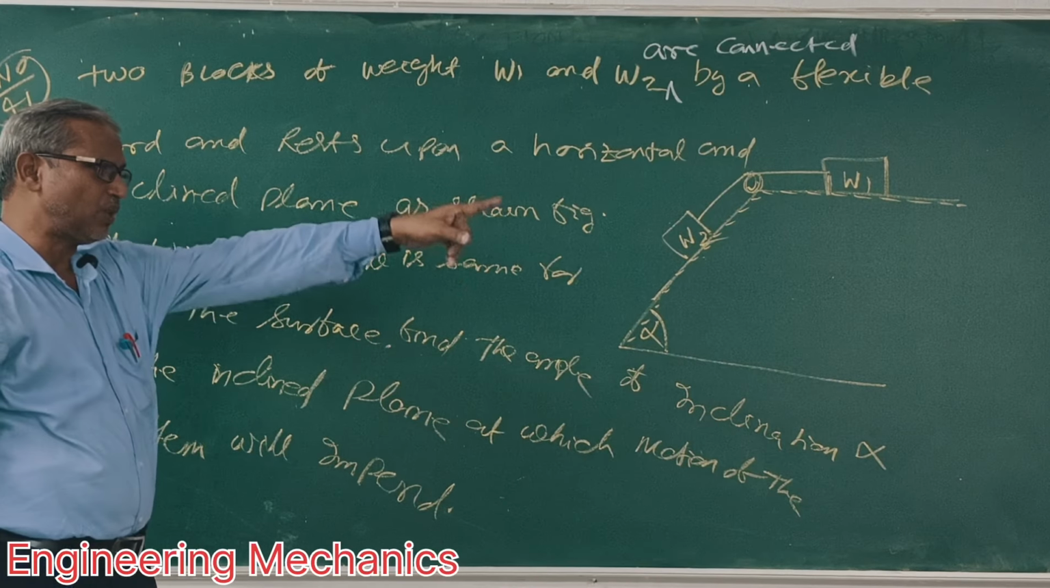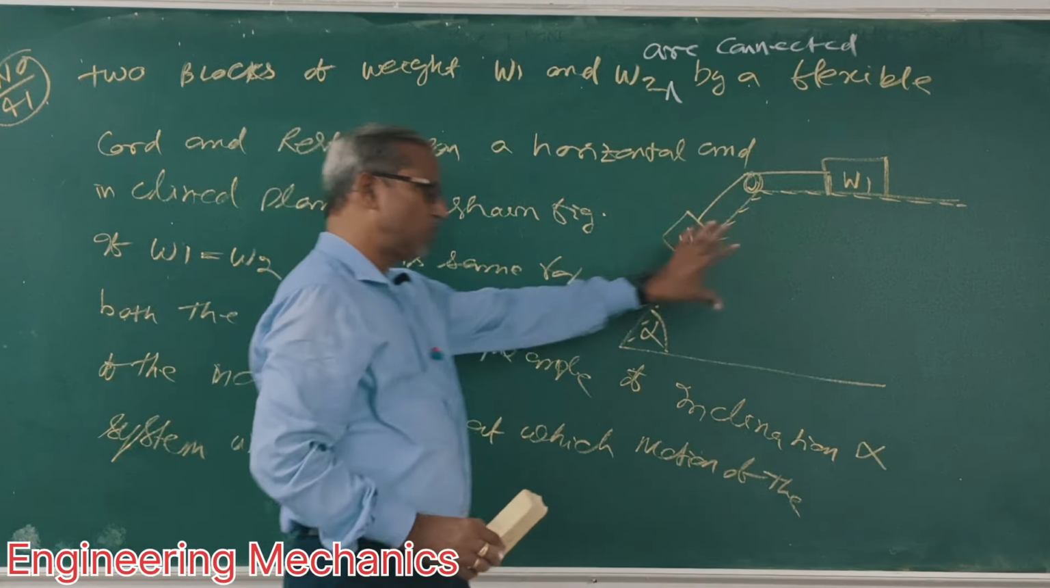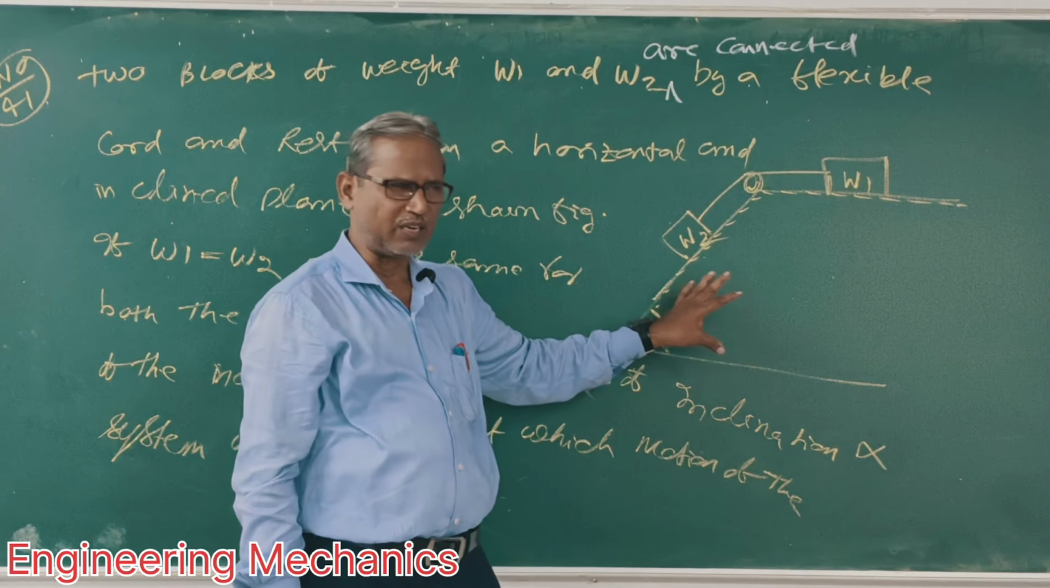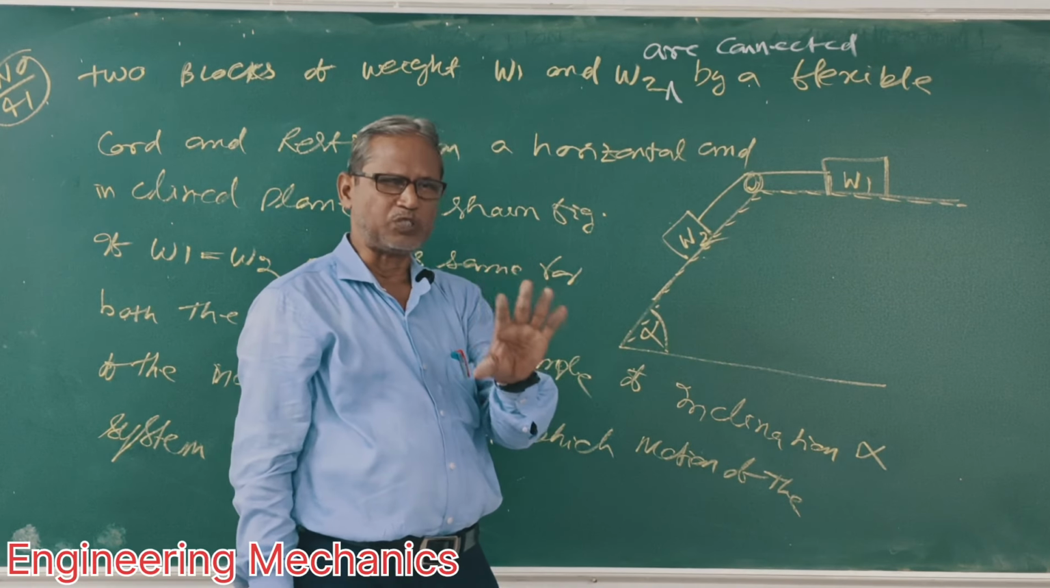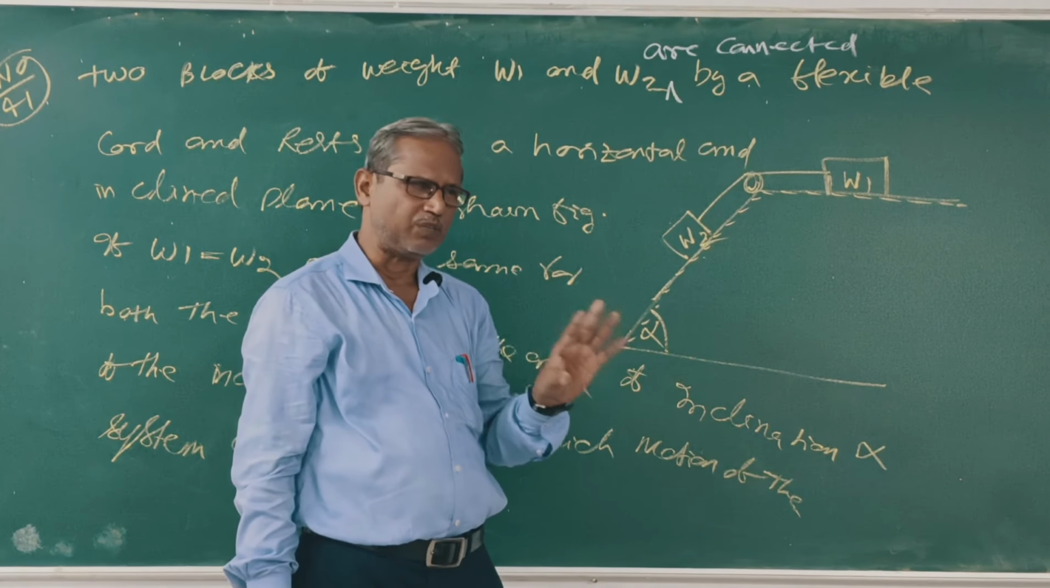If W1 is equal to W2, both weights are the same, and mu is the same for both blocks. Mu means coefficient of friction. This mu is also the same for 1 and 2. That is, weight same, coefficient of friction same, equal roughness. Find the angle of inclination alpha.